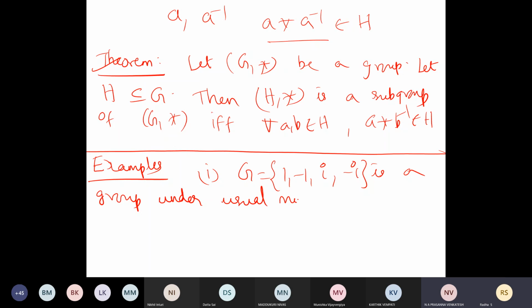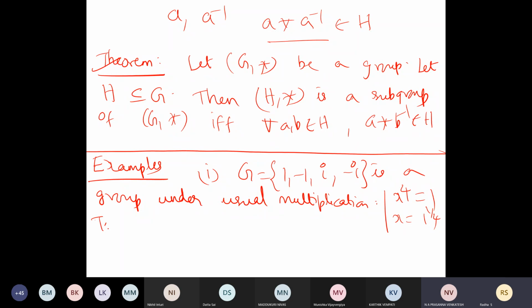What are these four elements called? Actually, they are the fourth roots of unity. Because if you raise every element to the power 4, you get 1. 1, -1, i, -i are the roots of x^4 = 1, that is, x = 1^(1/4). So these four elements are called fourth roots of unity. It is a group under usual multiplication, right?